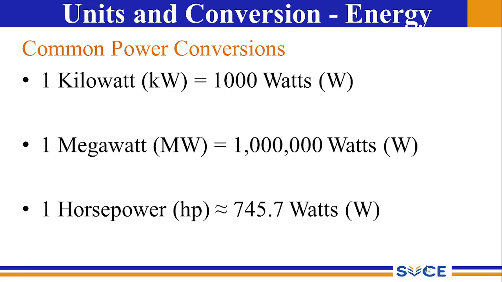Coming to power conversions, 1 kilowatt is equal to 1000 watts, 1 megawatt is equal to 10 lakh or 1 million watts, and 1 horsepower is equal to 745.7 watts. This is a mechanical horsepower. If it's an electrical horsepower, it is 746 watts.